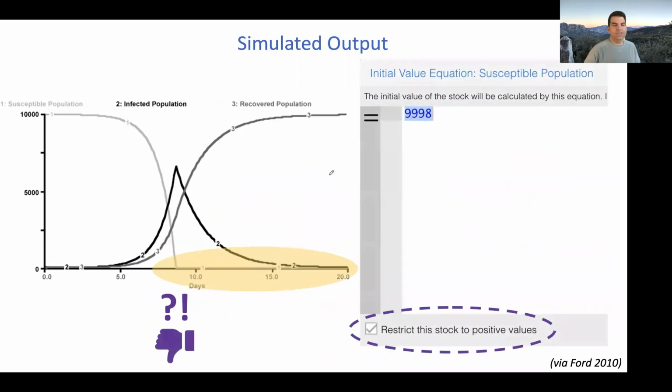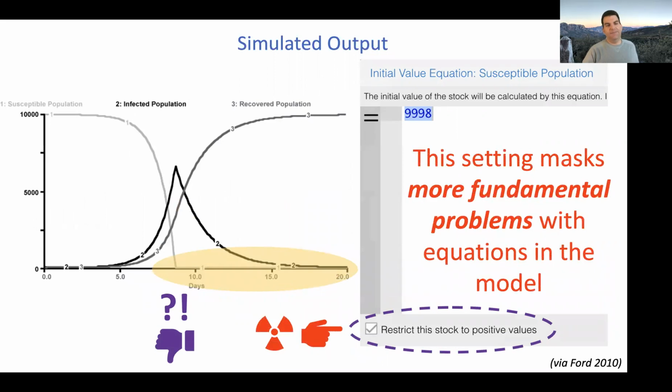If I look into, in this case, Insight Maker, if I go into my susceptible population stock here, where I set my initial value for my susceptible population, then I see that there is this checkbox that has been checked down here that is the default value: restrict this stock to be positive values. That ends up being a bad thing, because in some ways you say, well, that makes sense, because I should never let the number of susceptibles go negative.